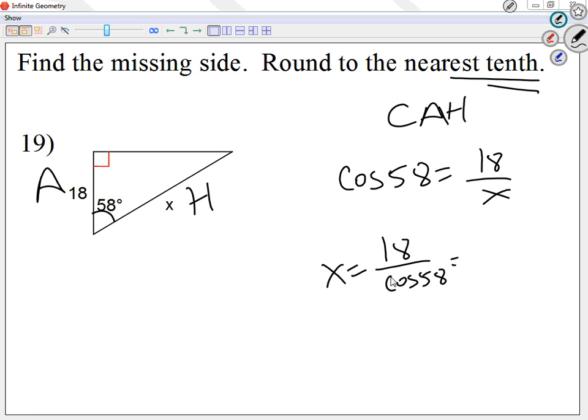But then I gave you guys a chart, and if you don't have it, I will provide it for the test anyways. I gave you cosine of 58. If you look on the chart, it should say 0.5299. So I'm going to have 18 divided by 0.5299. Then round it to 1 decimal place, and you should get 34.0.